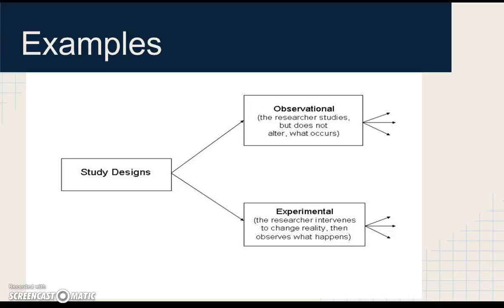This would be an example of the study designs. As you can see, it goes study designs, observational, experimental, and then it goes out further.